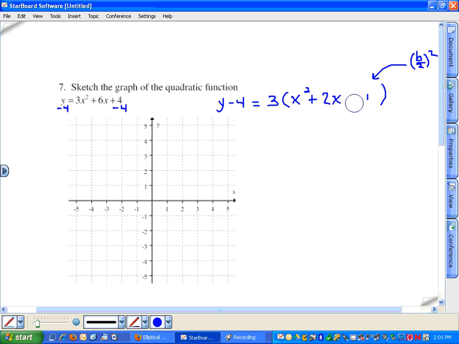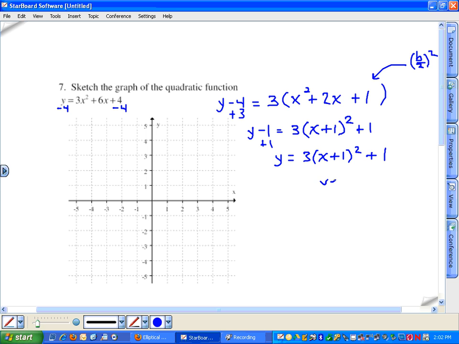So we're adding a 1 inside the parenthesis, but outside the parenthesis is a 3, so 3 times 1 is really a 3 that we've added, so we need to add a 3 to the left side, which results in y minus 1. Now the x squared plus 2x plus 1 factors into x plus 1 squared. Now if we add the 1 back over to the right to isolate y, we have y equals 3 times x plus 1 squared plus 1.